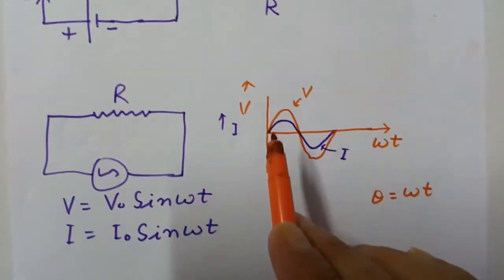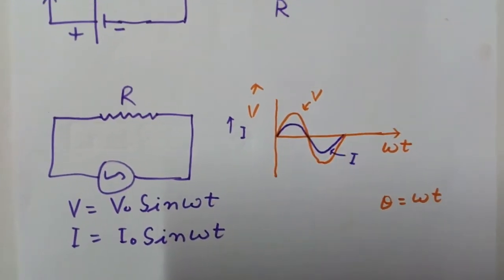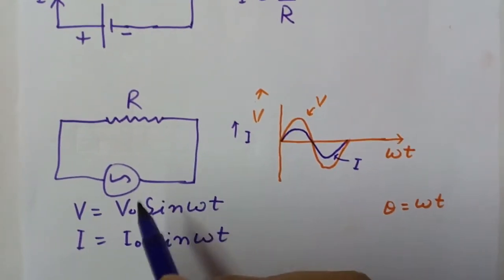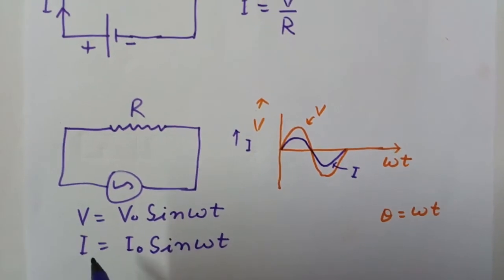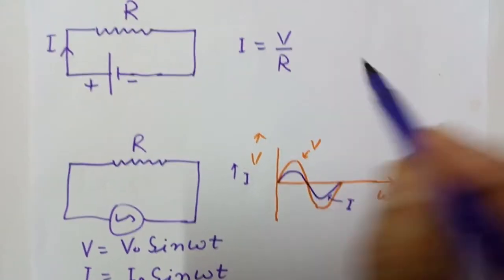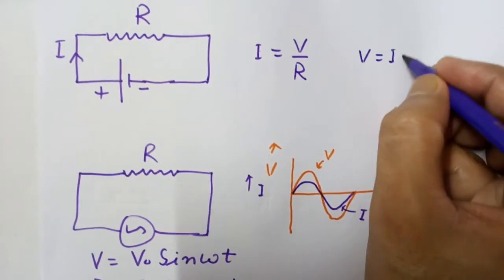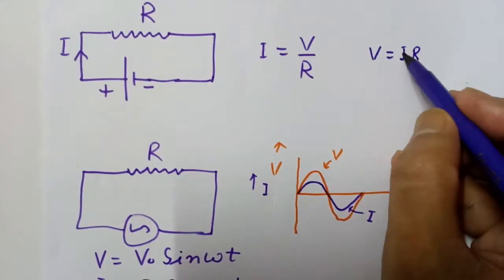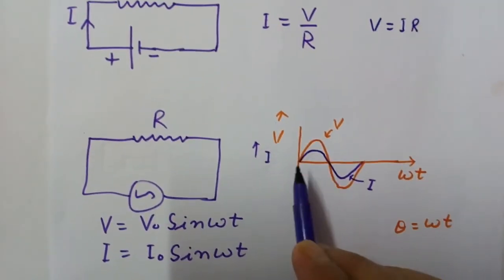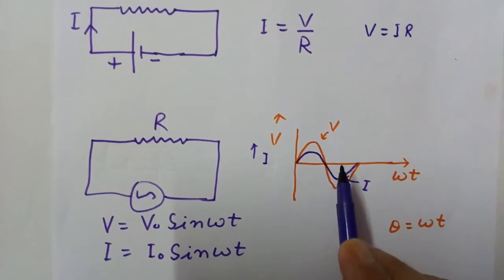So for different angles, V varies with omega t like this. Now current also varies with omega t, because I is proportional to V. As we see in this formula, V is proportional to I by Ohm's law. So V is equal to IR, this is Ohm's law. Therefore I is equal to V upon R. So when V is maximum, I is maximum. When V is 0, I is 0. So we say that here voltage and current are in the same phase.